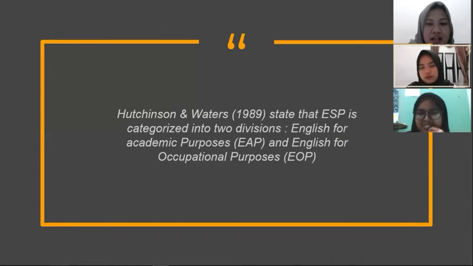Hutchinson and Waters in 1989 state that ESP is categorized into two divisions: English for academic purposes and English for occupational purposes. The EAP is subjected to the learners who need English for academic study, such as English for the medical study, and then English for economics, English for agriculture, and that's all. And for the EOP, it is intended for the learners who need English for working training, such as English for technicians and English for the secretaries.